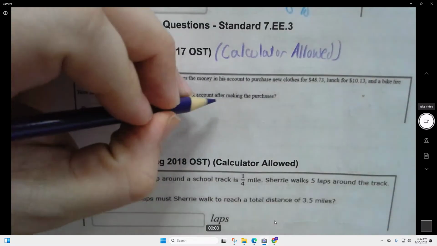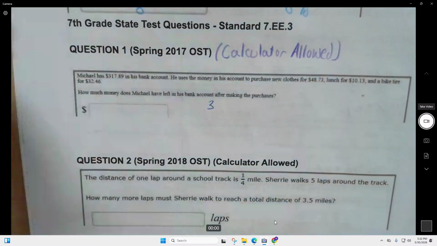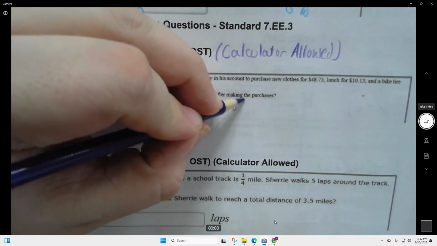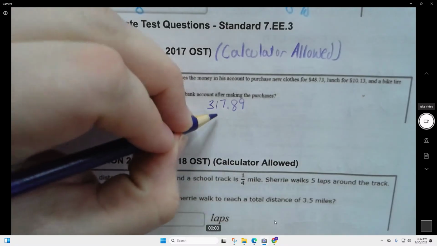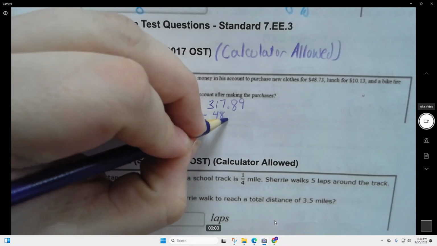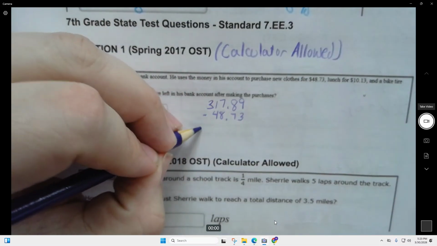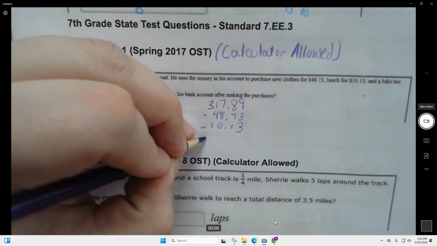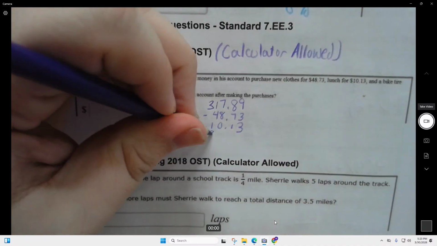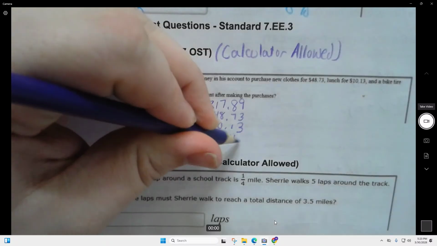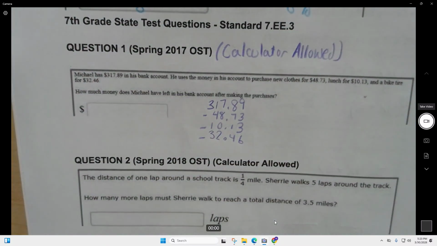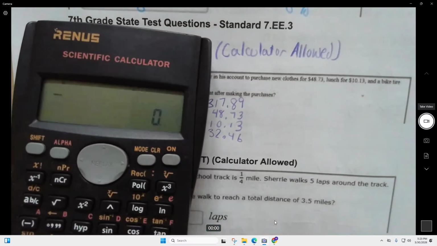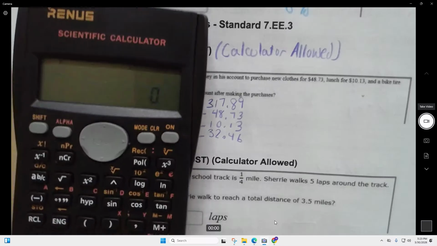So, at the end of the day, all you're realistically doing is taking the amount of money he starts with, which is $317.89. You're going to subtract out $48.73, then subtract out $10.13, then subtract out $32.46. You could do each of these by hand if you wanted to do so, but this question permits a calculator. So let's use it.